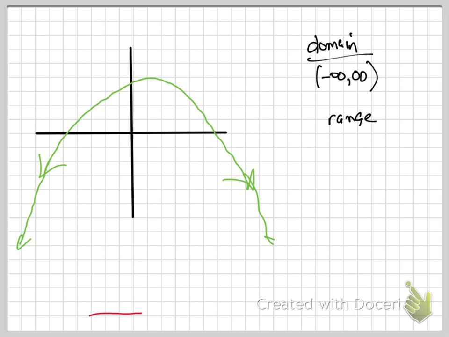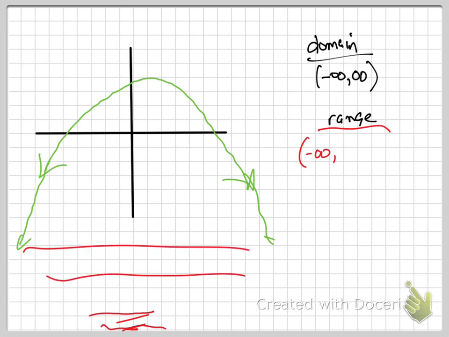So if I drew a line across the y-axis way down here, would it eventually hit the graph? Yes. What about down here? Yep. What about negative infinity? If this was negative infinity way down here, if I drew a line, would it eventually hit the graph? Yes. So my range starts at negative infinity. Why would it start there? Because you always start at the low and go high, just like on domain, you always start left and go right.